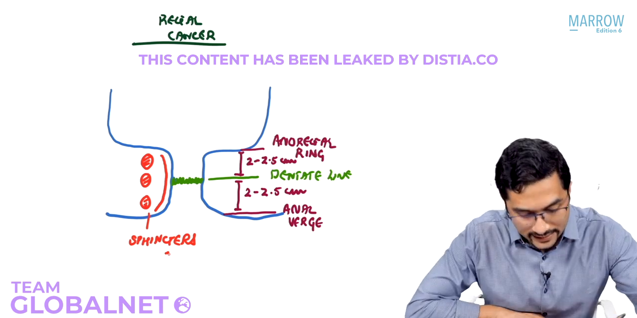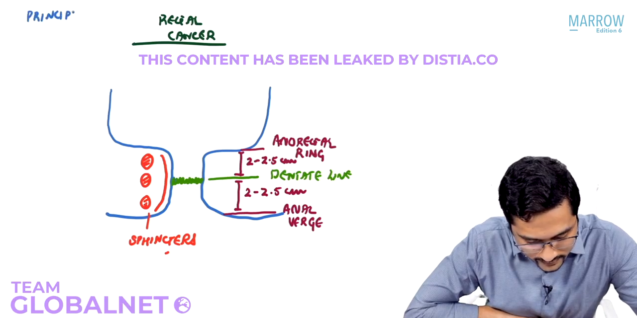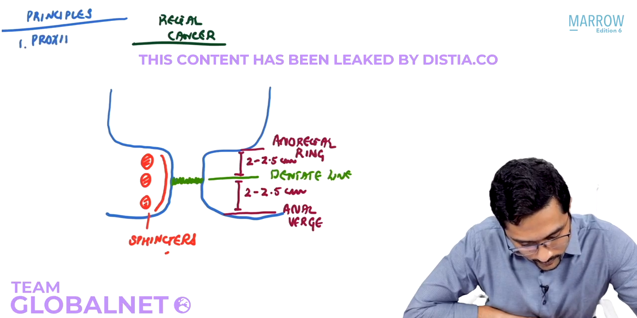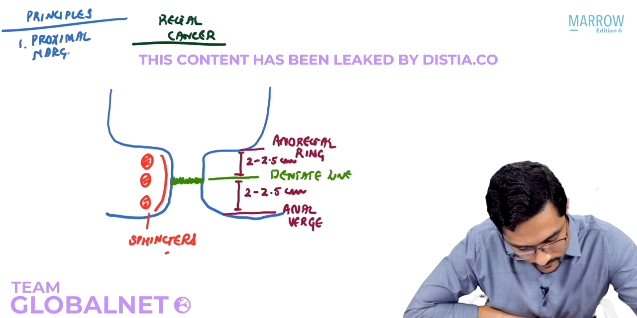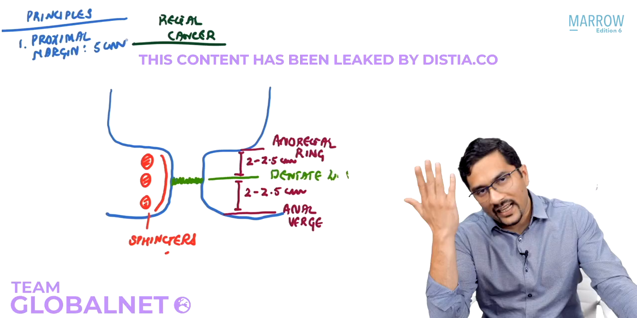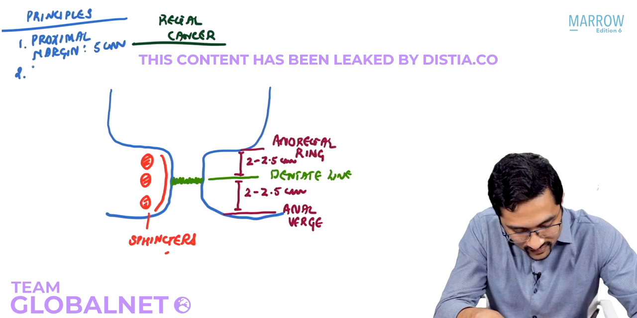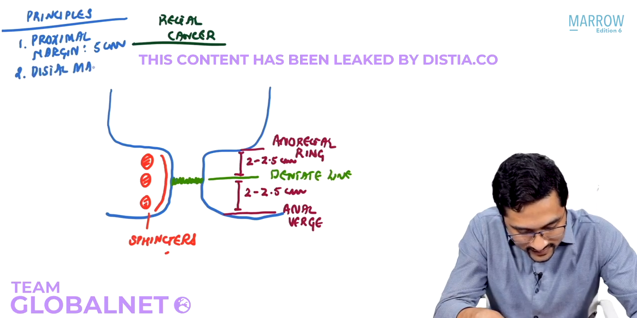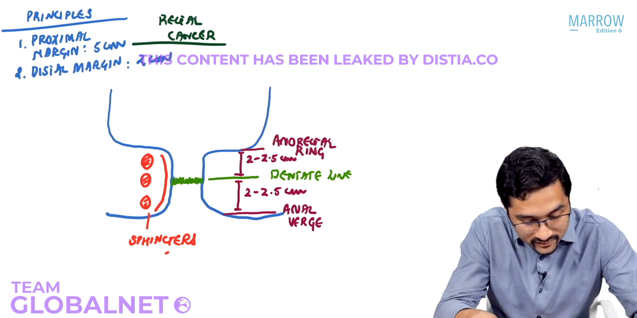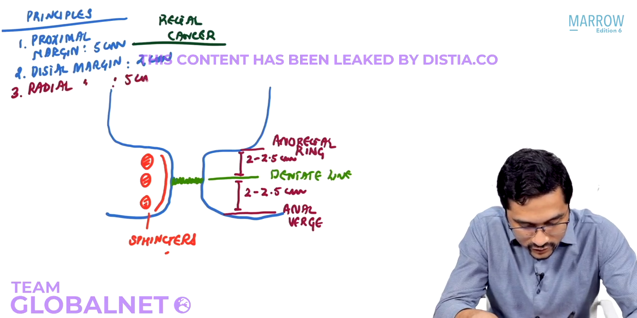So when we talk about rectal cancer surgery, you should know the principles of rectal cancer surgery. What are the principles? The proximal margin should be 5 centimeters. Now, proximal margin is not a problem for me. I can go up as high as I want. Distal margin is an issue. This should be around 2 centimeters. And radial margin is also important. Radial margin should be 5 centimeters.